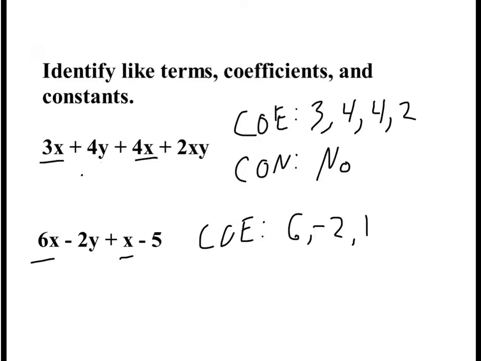No. Coefficients have a variable behind them. Does -5 have a variable behind it? No. -5 is a constant. It is not a coefficient. A constant is not a coefficient. Any questions?